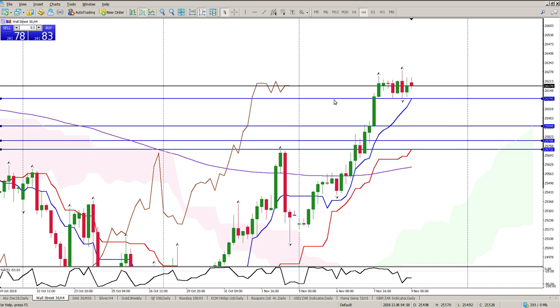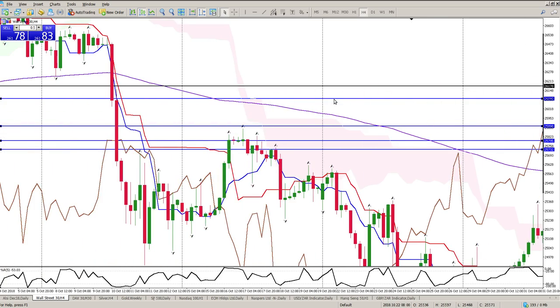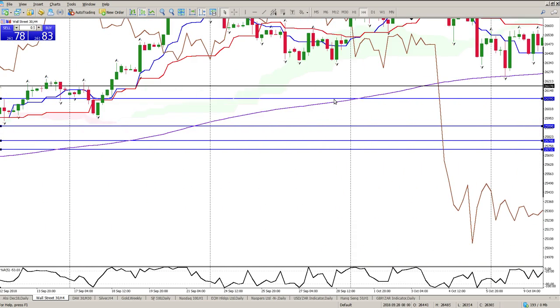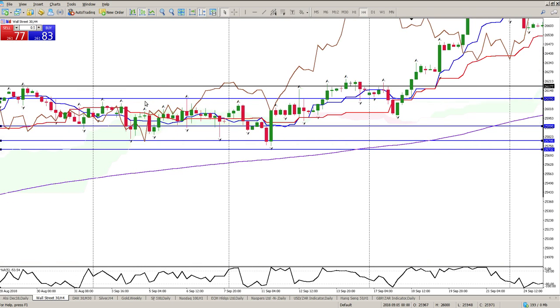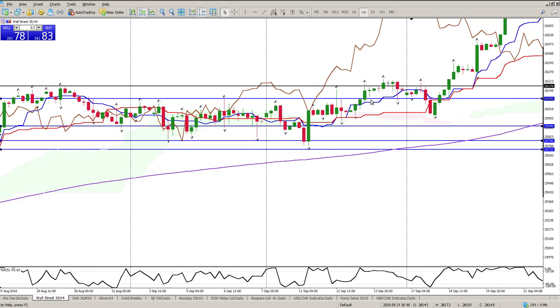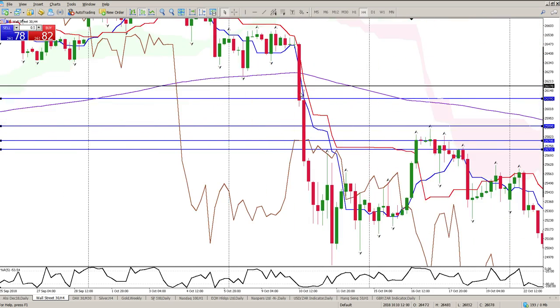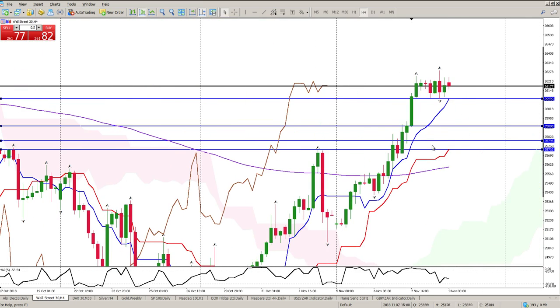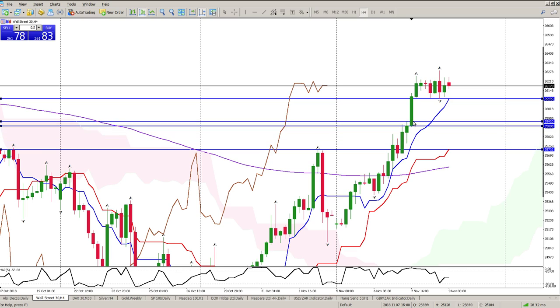So this level that we're talking about here is 26,090. If I look to the left, this was an area that was used as resistance some time ago, quite extensively over 2 days. We did break through it, and now we've broken above it, and we're using it as support. So for me, this is the level to watch. If we do break below this level, then the short is on, and you can pick it up pretty much.